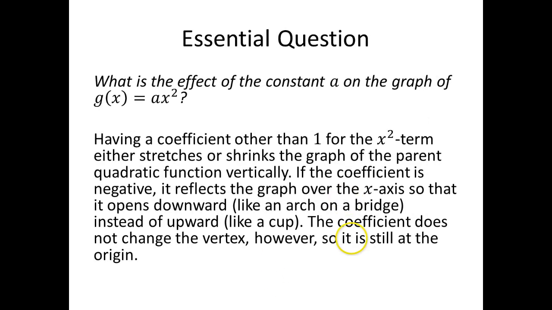Okay, so in this lesson we learned what the effect of the constant a on the graph of g of x equals ax squared is. Having a coefficient other than 1 for the x squared term either stretches or shrinks the graph of the parent function vertically. If the coefficient is negative, it reflects the graph over the x-axis so that it opens downward, like an arch or a bridge, instead of upward like a cup. The coefficient does not change the vertex, however, so it's still at the origin.